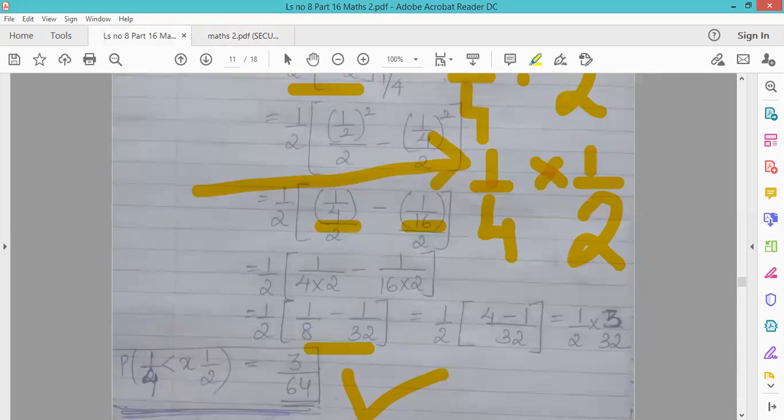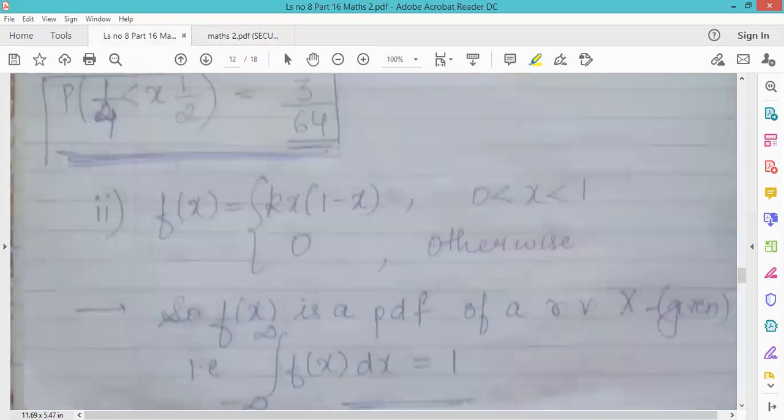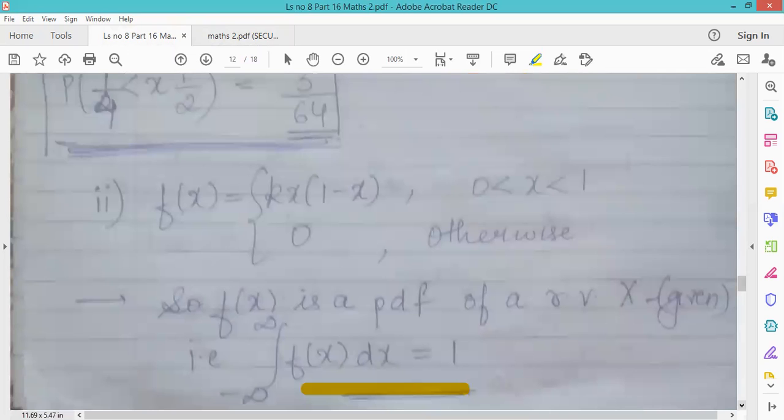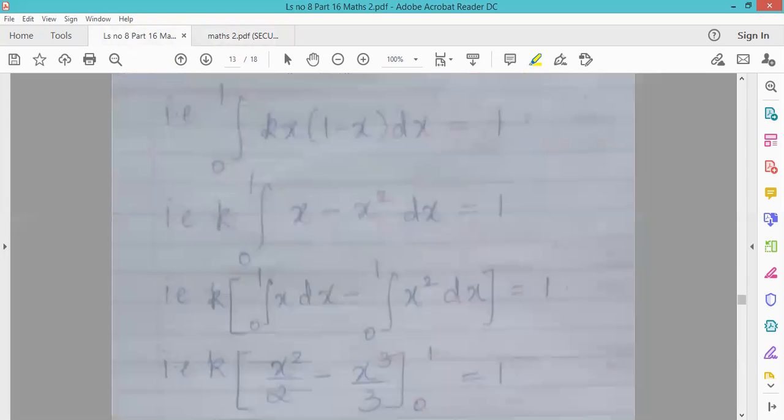The PDF is already given to us. So if it's a PDF, that means the integral from minus infinity to infinity f of x dx is equal to 1. That means you can say left hand side is equal to right hand side. So as you can see, I have written the left hand side from the question. Integral 0 to 1 kx into 1 minus x dx is equal to 1 because it is a PDF. So now k is a constant, so I'll remove k outside, and I've opened the bracket. I've multiplied x, so x minus x square dx.